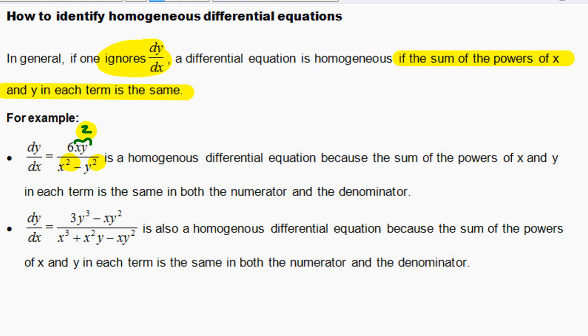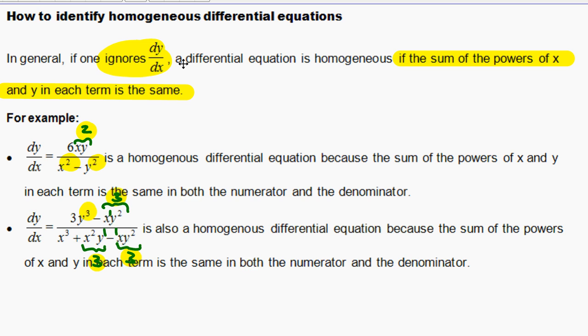The same idea applies to this one here. Here it's 3, 3, because you have 1 plus 2, which is 3. So the sum of the powers of x and y in each term is 3. Here as well, 1 plus 2 gives you 3. So 3, 3, 3. That's how you can identify a homogeneous differential equation.